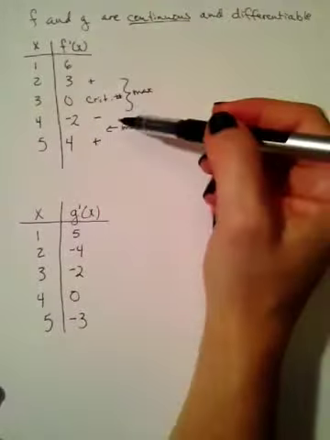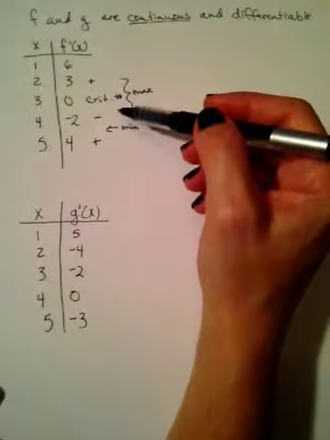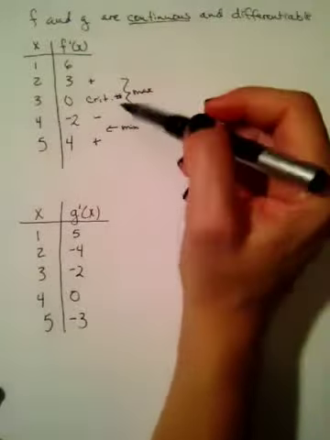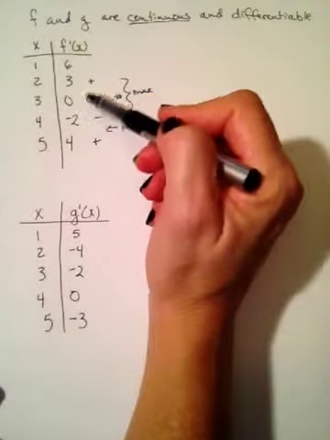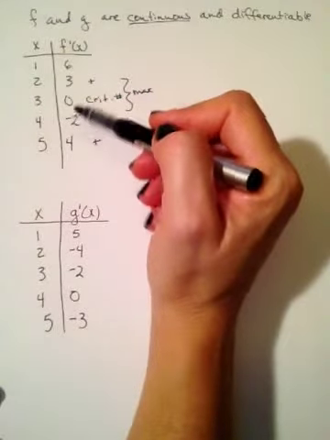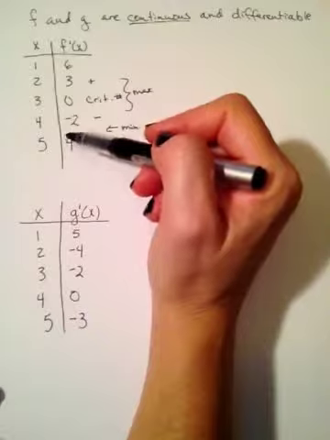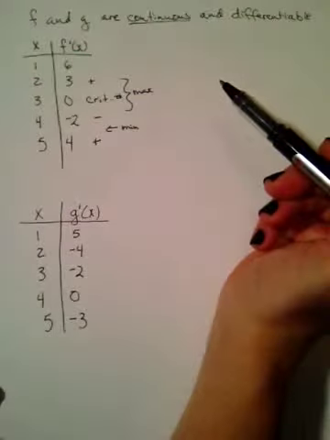Now, if I was told exactly how many critical numbers there were, let's say that there were only 2 total, then I know that 3 is definitely my max, and my min is between 4 and 5. And that would be all I could say.